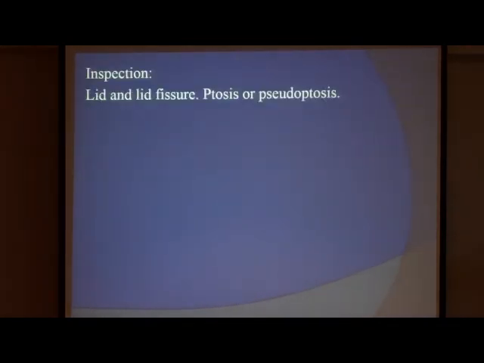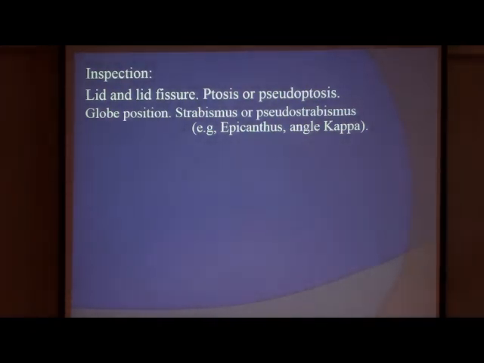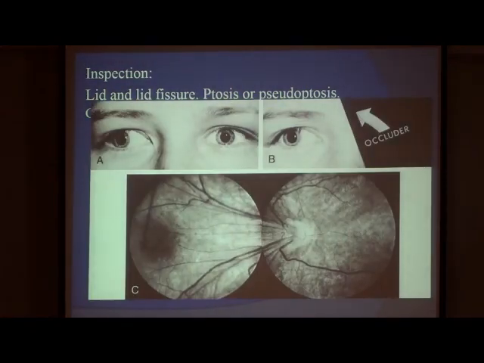To start with the inspection, certain issues that we covered: the lid, and lid position. Is it ptosis or pseudoptosis? Here we can notice an apparent ptosis of the upper lid of the right eye because there is an associated hypertropia, and on gaining fixation, the ptosis improves because it's not a true one, it's a pseudoptosis.